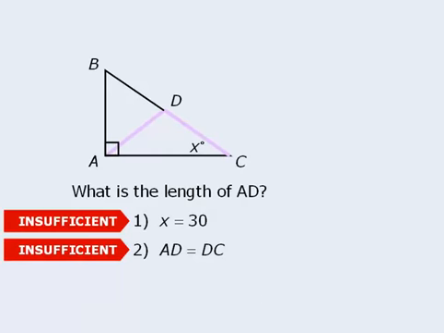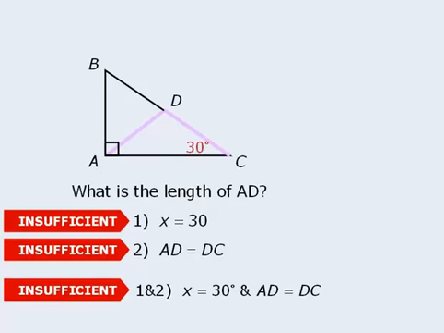Now, even when we combine the two statements, we see that we still do not know any of the lengths in the diagram. This means there is no way that we can determine the length of side AD. So statements 1 and 2 combined are not sufficient, which means the answer is E.